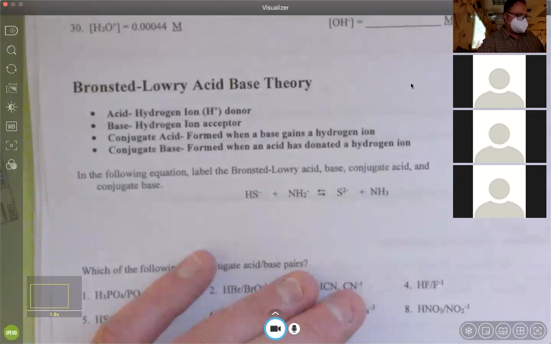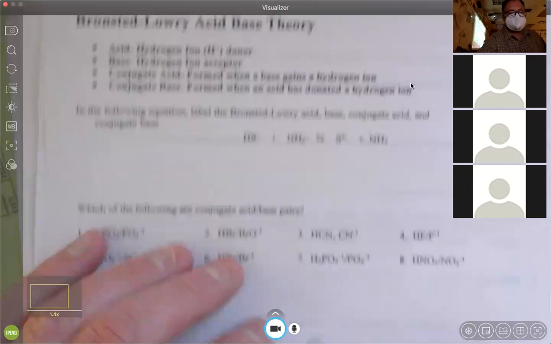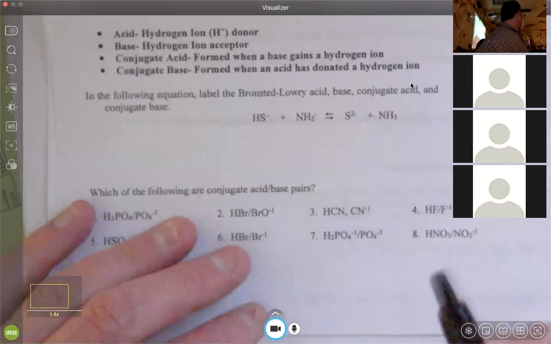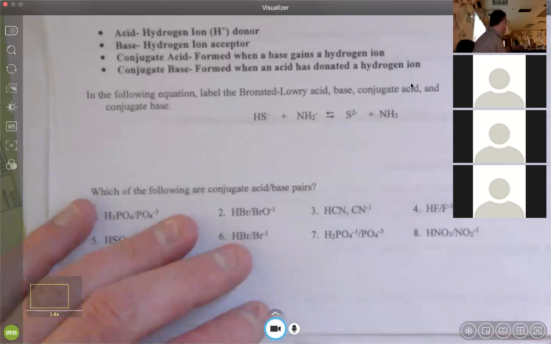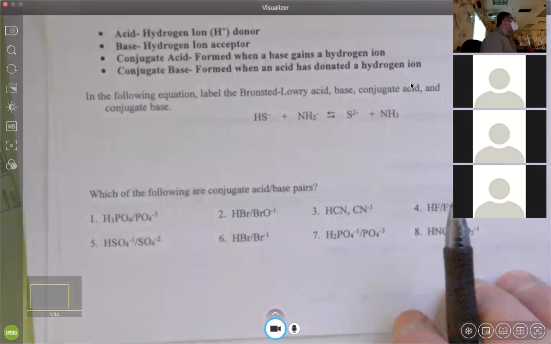Topic of today is Bronsted-Lowry acid-base. So we know the Arrhenius definition. An acid is something that increases the hydrogen ion concentration, and a base is something that increases the hydroxide ion concentration. So there were two guys, Bronsted and Lowry, and they came up with these independently.